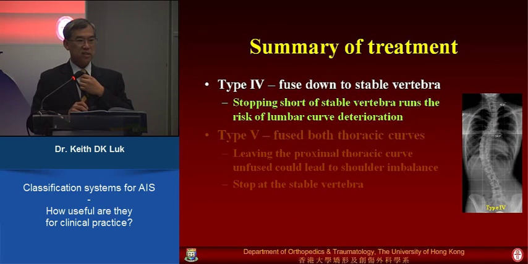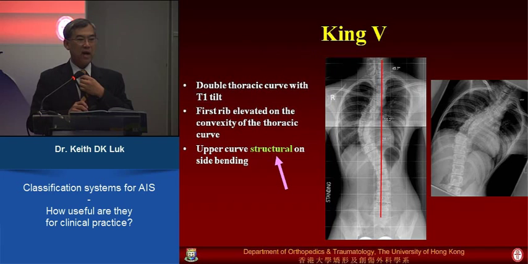And so in this case, you have to fuse the primary curve, and this will mean that you have to fuse long, usually to L4, if not L3 or L4. Type 5, the King's classification, is your double thoracic curve.